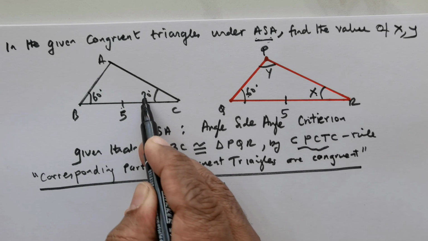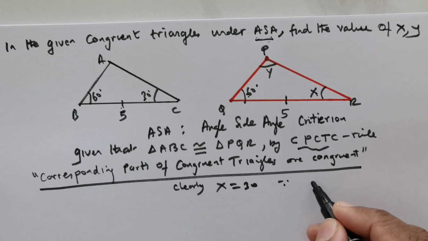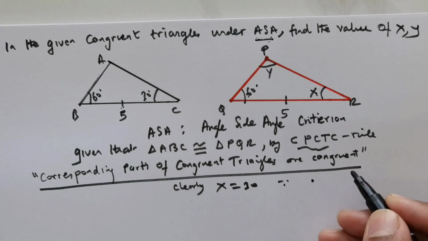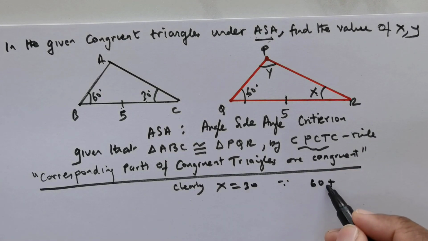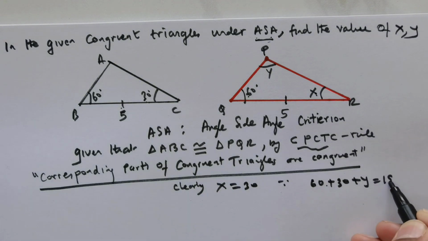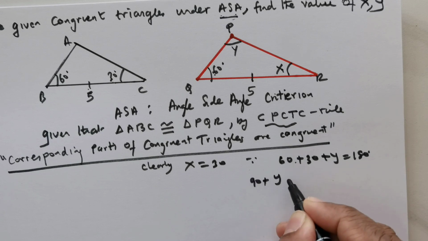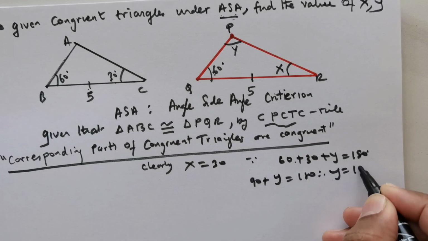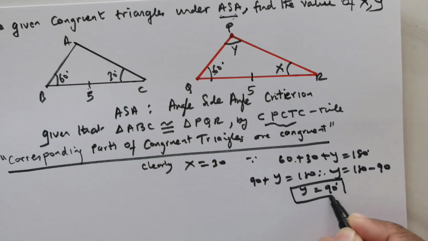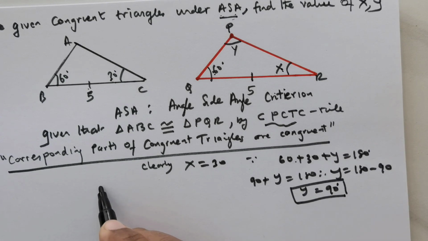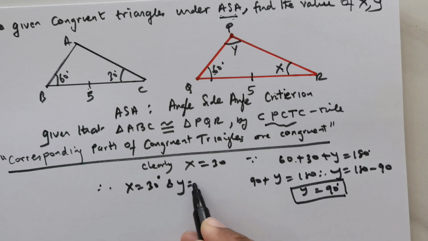x should be what? This is the corresponding angle, right? x should be equal to 30. Now since we know the sum of the angles in a triangle should be equal to 180 degrees, in this case 60 plus 30 plus y should be equal to 180 degrees. So this would mean 90 degrees plus y is 180, therefore y is equal to 180 minus 90, and y is equal to 90 degrees. So this should be your solution. Therefore you can state it: x is equal to 30 degrees and y is equal to 90 degrees.